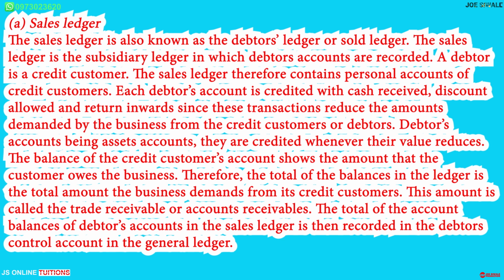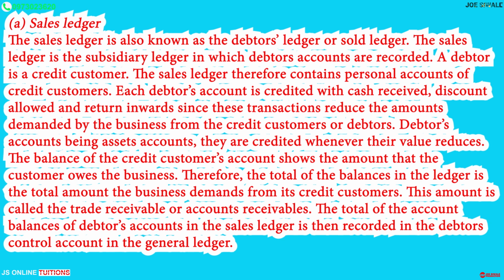Each debtor's account is credited with cash received, discount allowed, and returns inward, since this transaction reduces the amount demanded by the business from the credit customers or debtors. Debtors accounts being assets accounts, they are credited whenever their values reduce. The balance of the credit customer's account shows the amount that the customer owes the business.